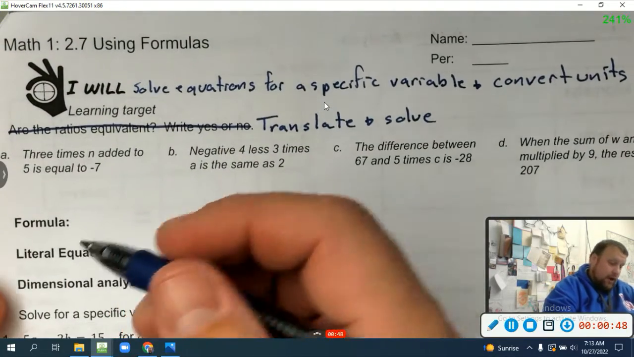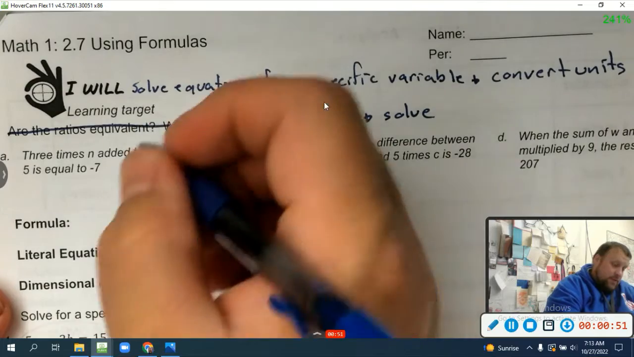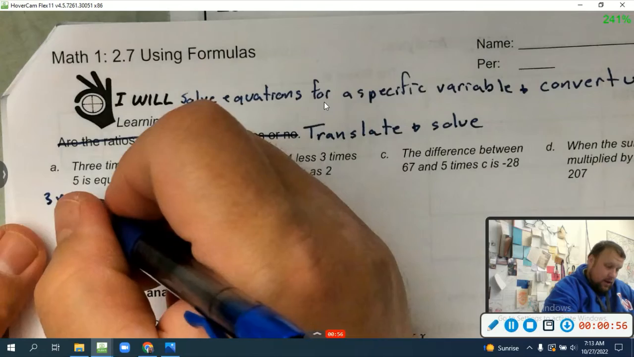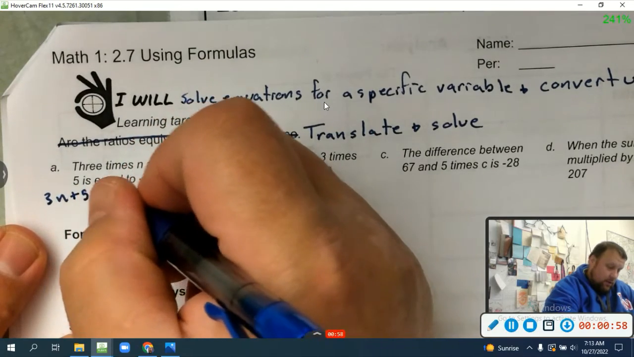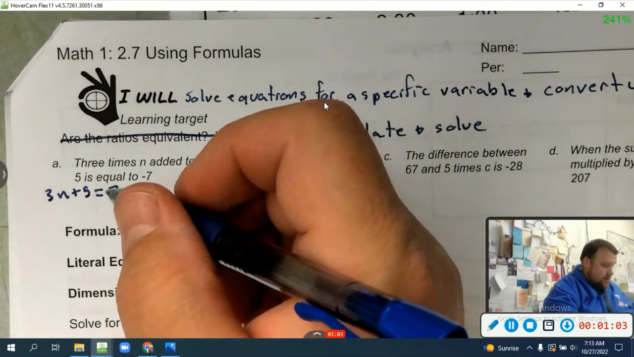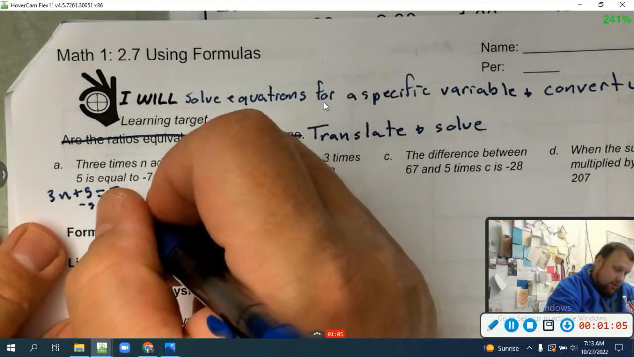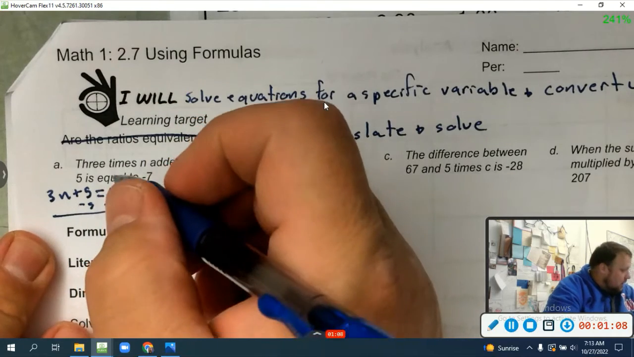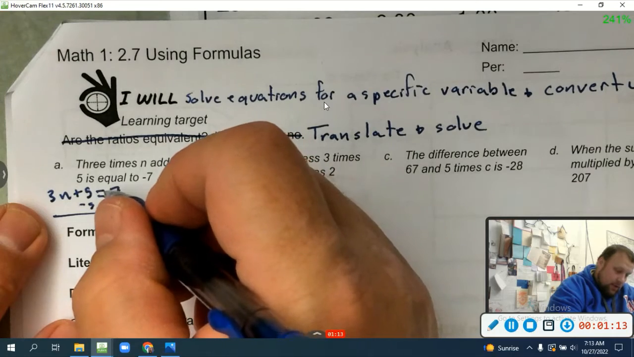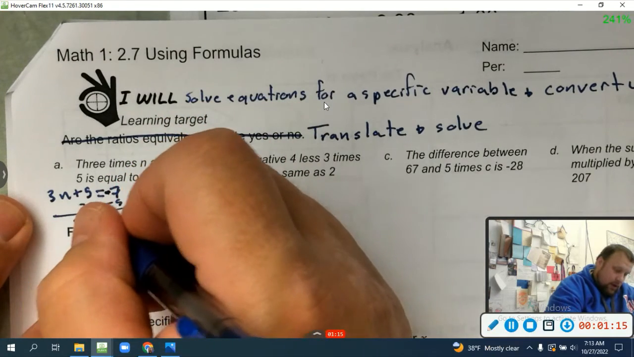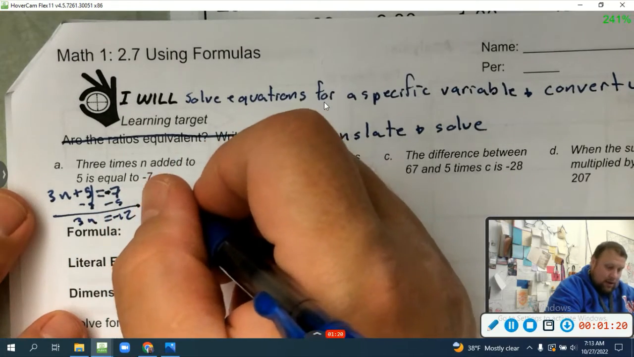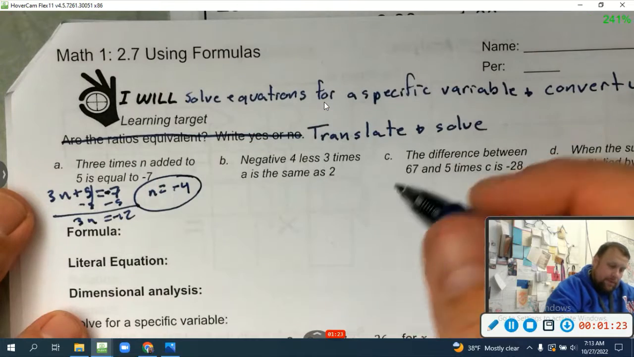This is an earlier draft. 3 times n added to 5 is equal to 7. So we're going to have 3n plus 5 equals 7, correct? And this isn't too bad to solve, is it? Just subtract 5, minus 5. We get, oh, that's negative 7, by the way, equal to negative 7. I almost did that wrong. So we're going to have 3n, that's gone, equals negative 12, which divide both sides by 3, and you get that n equals negative 4.